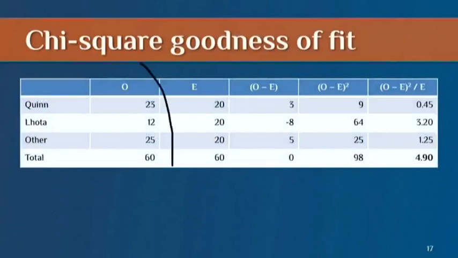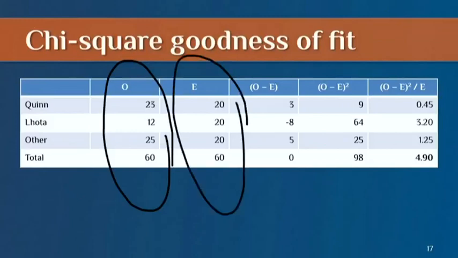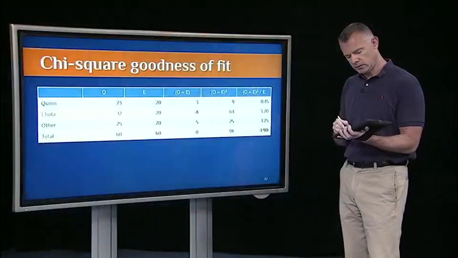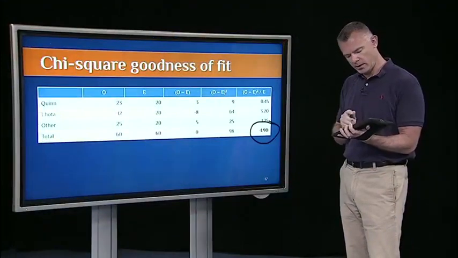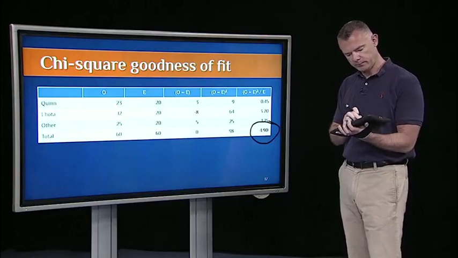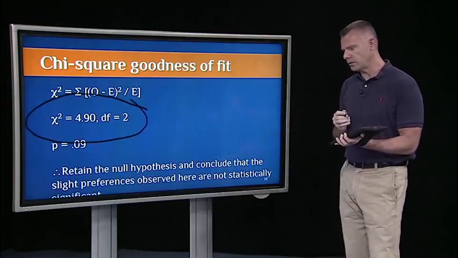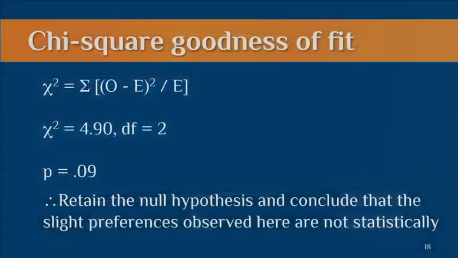So we have the observed frequencies, the expected, again, it's just 20, 20, 20. In the third column, I did observed minus expected. I could check my math just to make sure the sum of those is 0. I then square those, and then if I sum those, it's the sum of the squares. I get 4.9. That's my chi-square. So a chi-square of 4.9 with 2 degrees of freedom. If you look in the sampling distribution for 2 degrees of freedom chi-square, you get a p-value of 0.09.